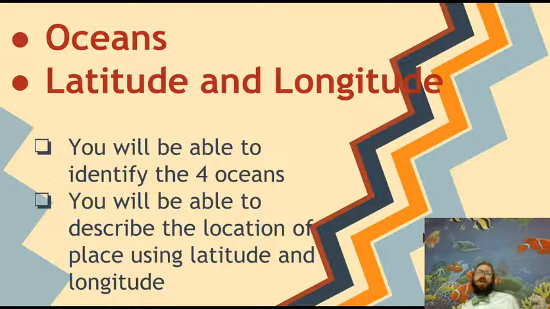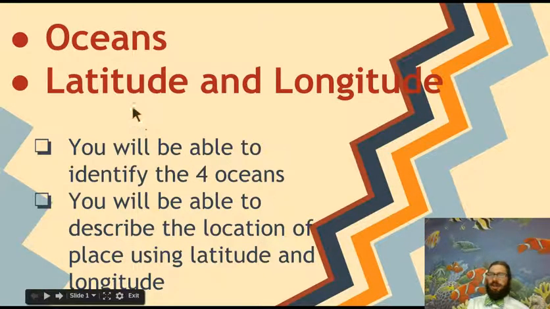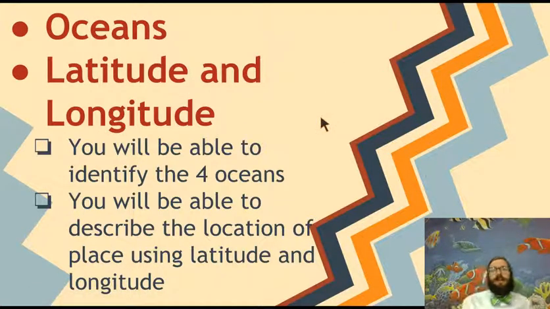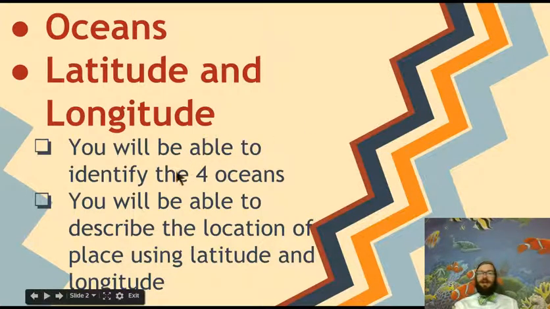All right, and we're also going to learn about latitude and longitude. Okay, big words. I want you to look at them up top so you recognize them. Latitude and longitude. So, by the end of the lesson, you will be able to identify the four oceans, and you will be able to describe the location of a place using latitude and longitude. Those words again. All right, we're going to talk about exactly what that means.